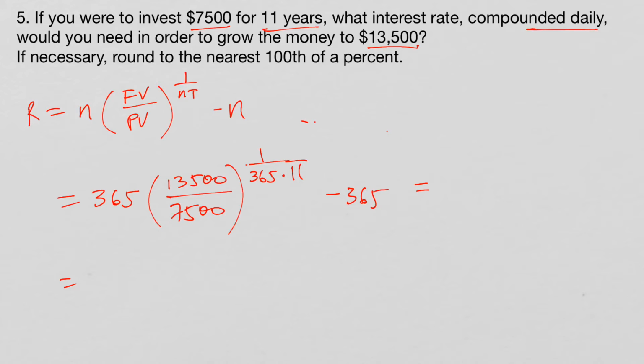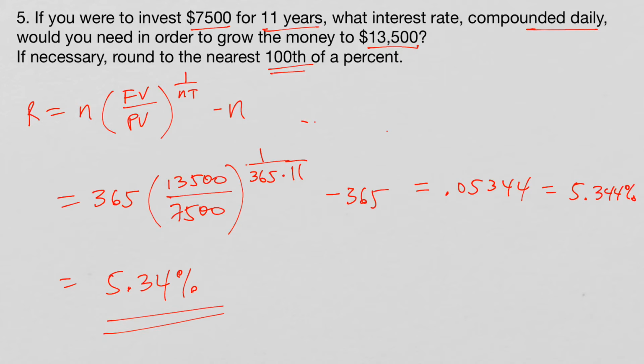okay, I got 0.05344. Okay, and when I move this twice to the right, I'm going to get 5.344%, and it says to round to the nearest hundredth of a percent, so this is 5.34%.